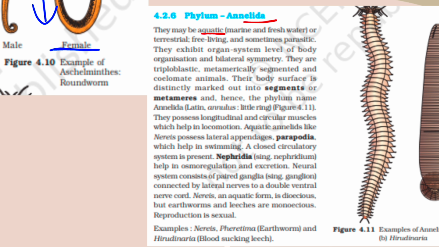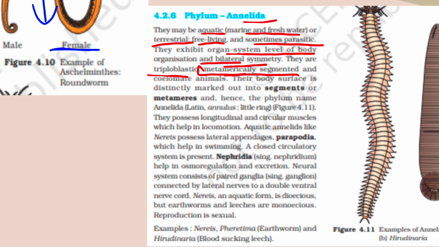Annelida may be aquatic, which is marine or freshwater, or it can be terrestrial, in which it is free living, and sometimes it can be parasitic. It exhibits organ system level of body organization, bilateral symmetry, triploblastic, metamerically segmented. It is the first phylum which is segmented, and it is coelomate animals, also first for the coelomate phylum.